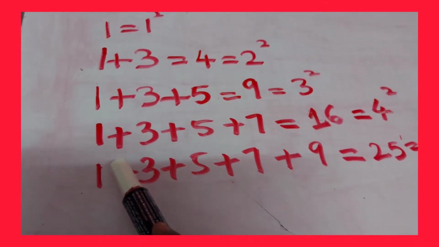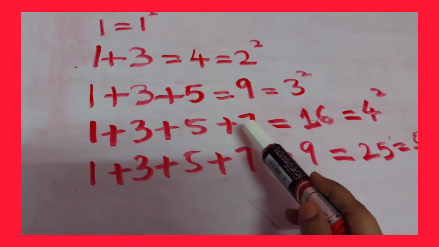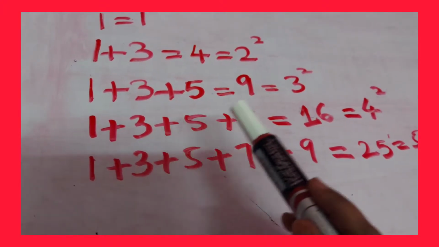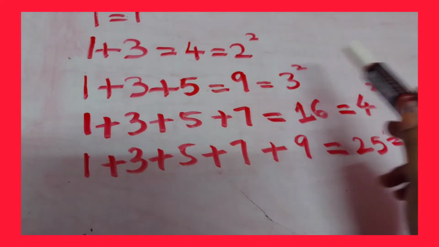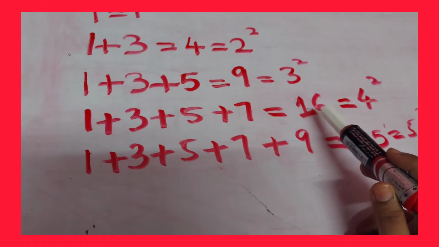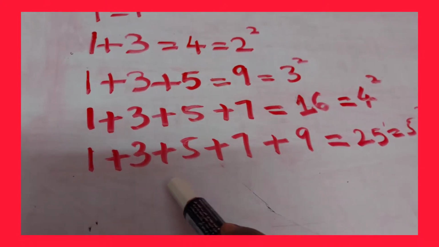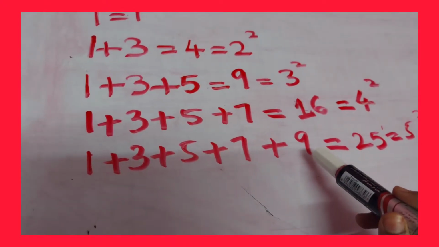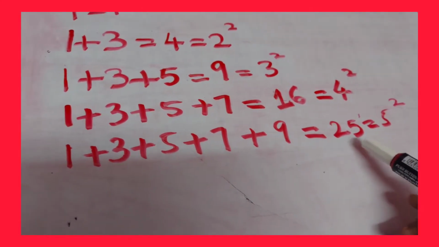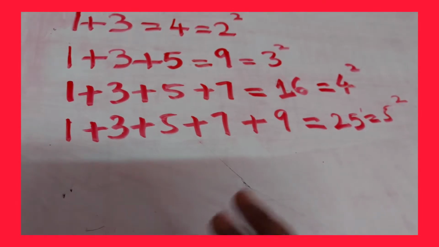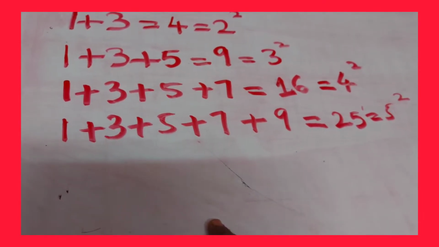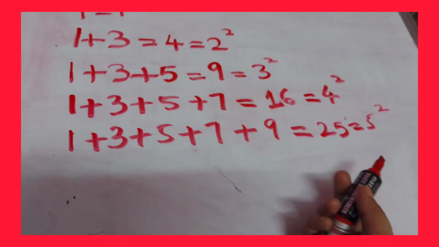So here 1 plus 3 plus 5 plus again 7 is equal to 4 square. 4 square is 4 fours are 16. So here also 1 plus 3 plus 5 plus 7, again 9 you have to take, the next odd number. So it is 5 square, which is 25. If so many numbers are there, it is difficult to add. That's why we use this method.